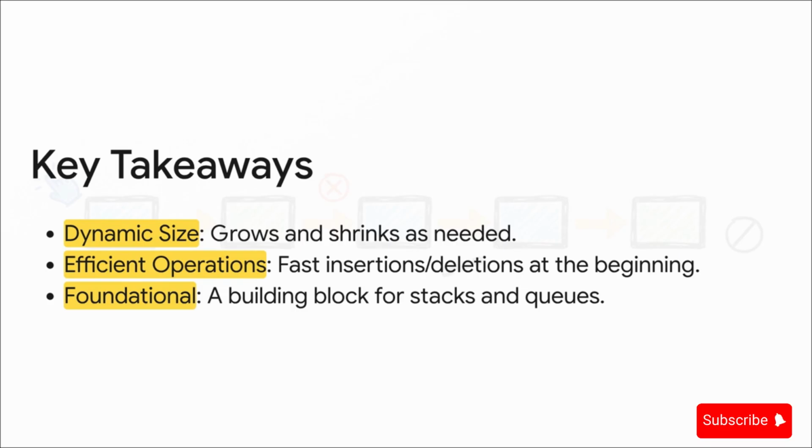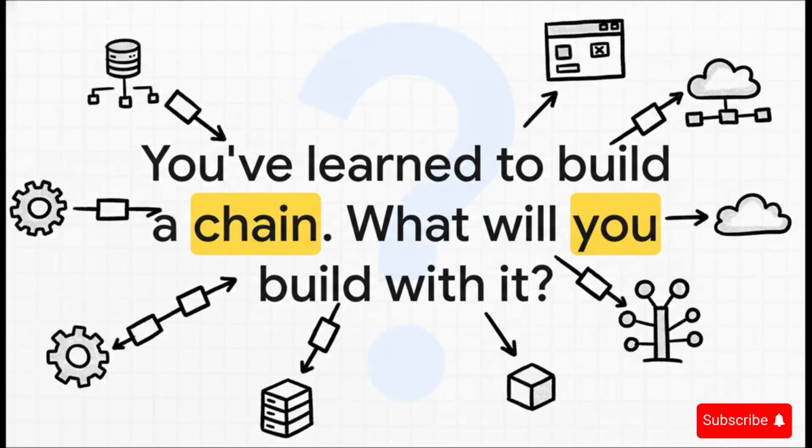Second, certain operations, especially adding and removing from the front of the list, are incredibly fast. And finally, linked lists are foundational. They are the bedrock, the building blocks that are used to create even more powerful data structures, like stacks and queues, that are absolutely essential in computer science. You know, once you master a concept like this, it opens up a whole new way of thinking about how you program. You're not just storing data in a box anymore. You're building these living, flexible structures. So the real question is, now that you know how to build the chain, what are you going to build with it?